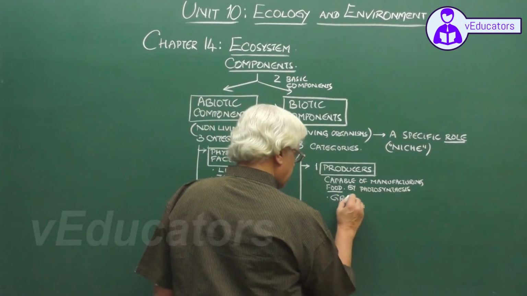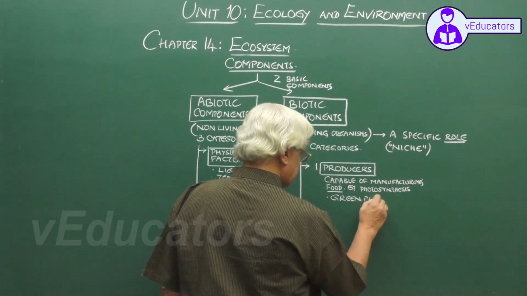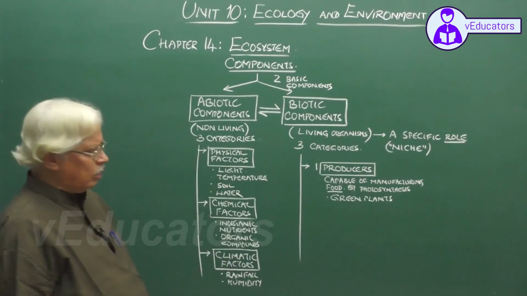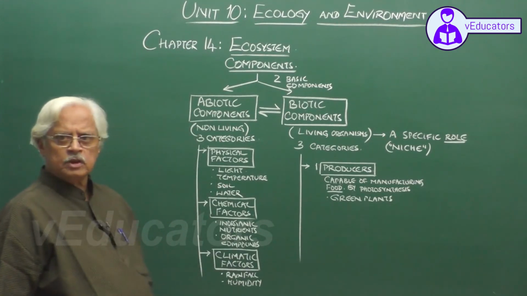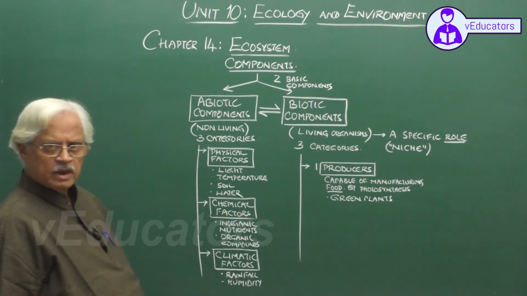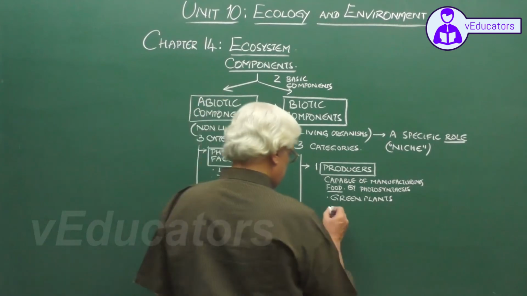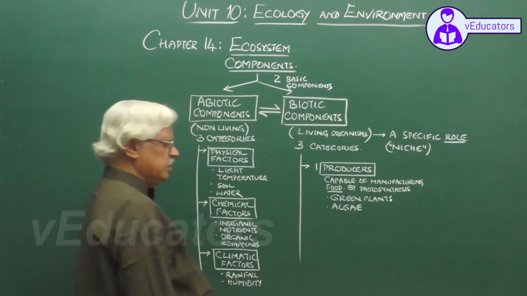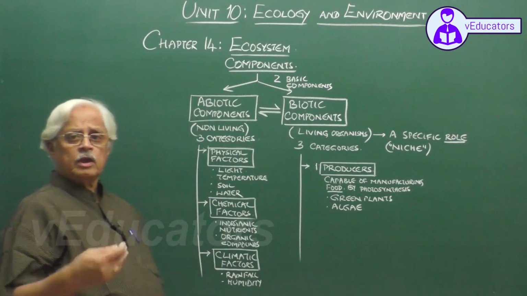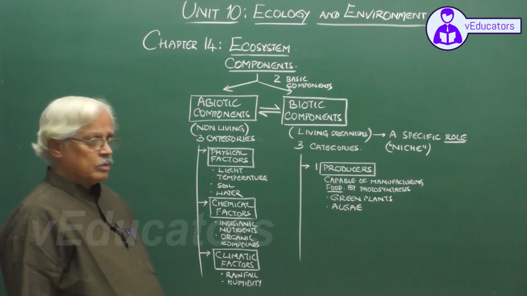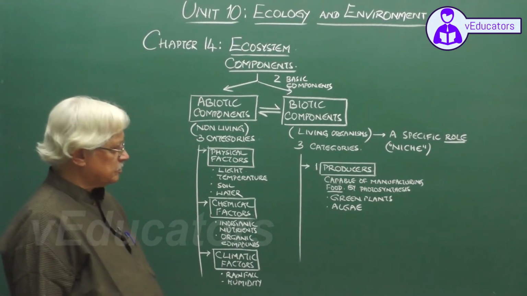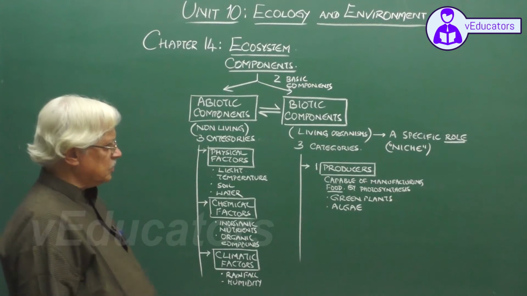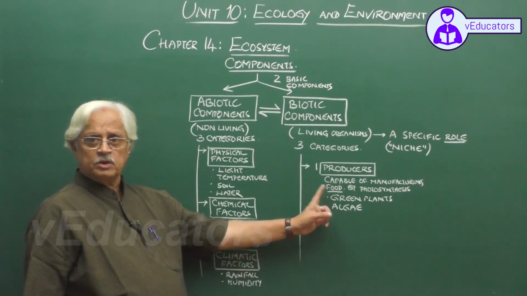All the green plants, the herbs, shrubs and trees, all the green plants in any ecosystem can be classified as producers. Algae in the aquatic ecosystems can also be described as producers. Apart from green plants and algae, no other organism in the ecosystem can be classified as producers.